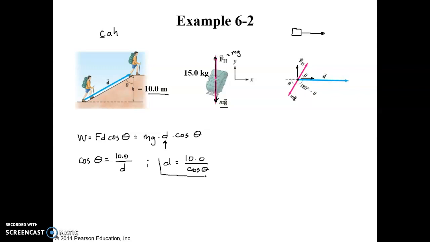So we can take this and plug it in for d here, and so this becomes mg times 10 over cosine of theta times cosine of theta. And I'm going to have to resume this in the next video.